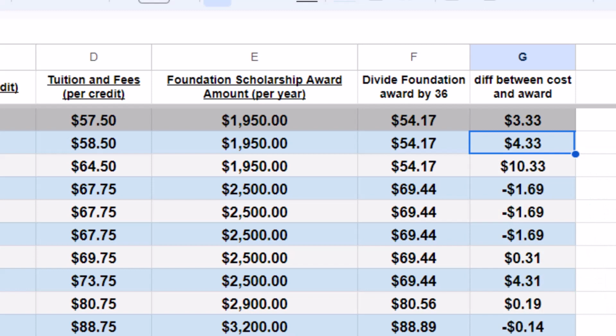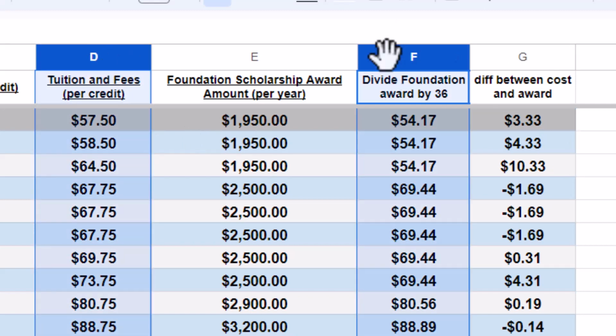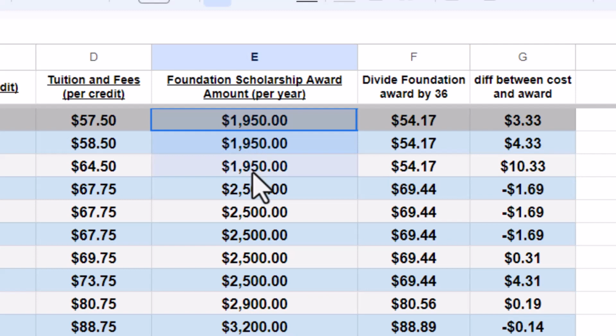Now, let me explain what I'm doing here. If this number is positive, that means that what tuition costs is more than what the foundation is giving you. So in other words, in 2003, they were short $3.33 per credit. It got worse in 2004. They're not giving $4.33 enough per credit. It got even worse in 2005. Now, the reason for that, of course, is because the foundation award stayed the same while the tuition went up.